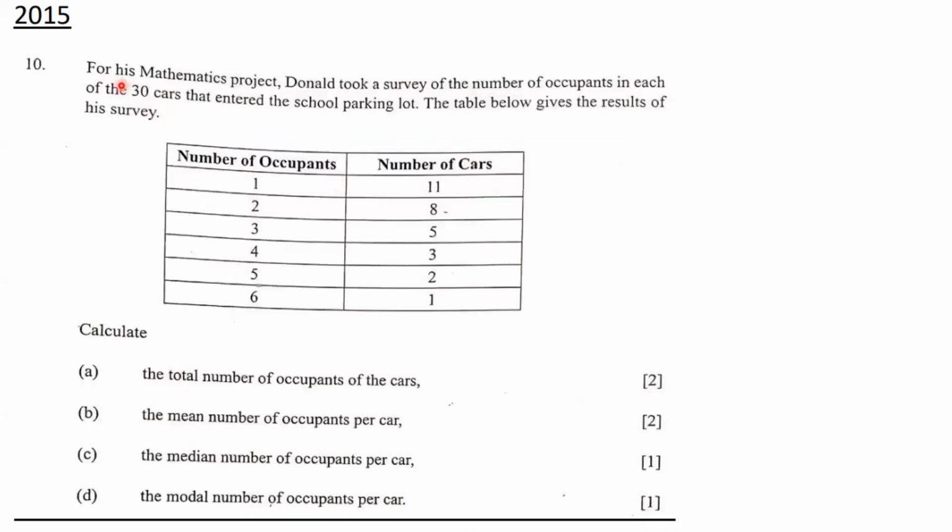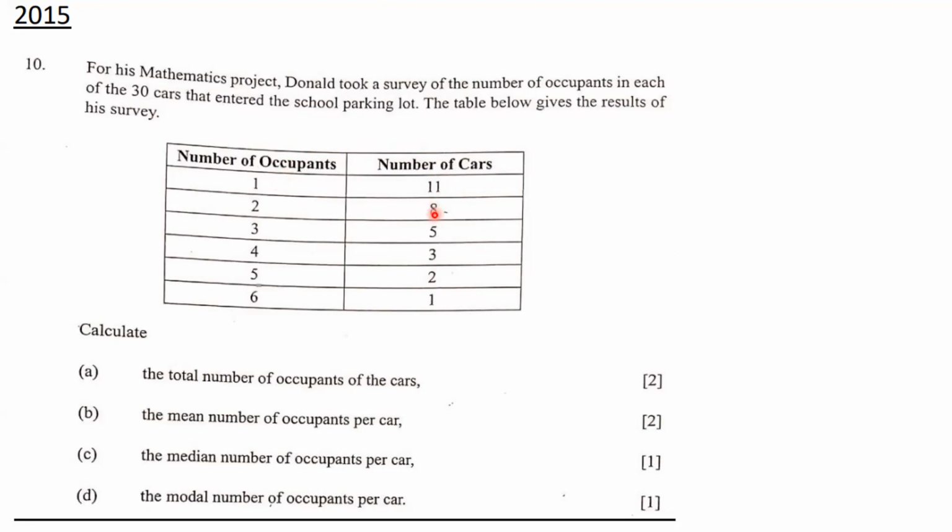Okay, let's move on to the next question. For his mathematics project, Donald took a survey of the numbers of occupants in each of the 30 cars that entered the school parking lot. The table below gives the results of his survey. So here we have a table format. The number of occupants is 1. And the number of cars, this is very important, the number of cars that had one person in it is 11. So 11 cars that entered the school parking lot had only one person inside.